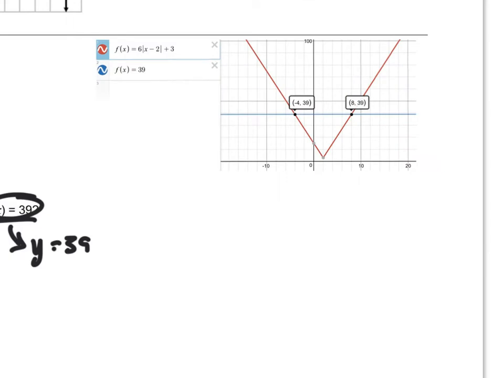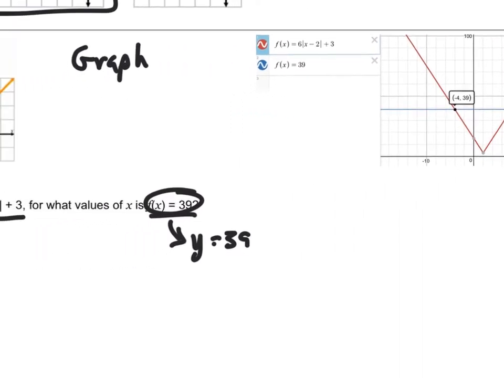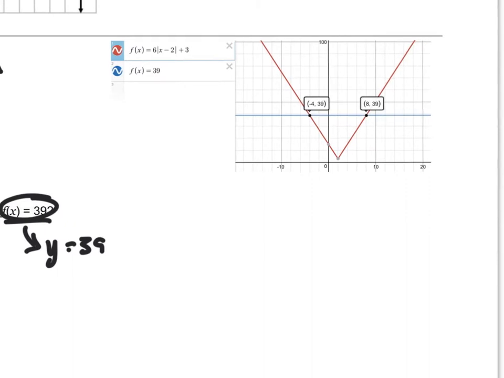All right, so here's the graph of this function. Here's 6 times the absolute value of x minus 2, plus 3, and then here's the line y equals 39. What we're trying to solve for is the x values when the y value is 39. So I've plotted those intersection points, and I find that x is equal to -4 and x is equal to 8. Now I'm going to show you guys how to do this algebraically as well. You can do it graphically, but you should be able to do both.